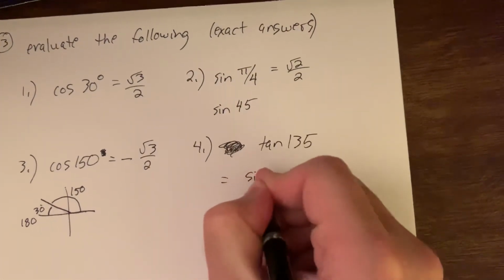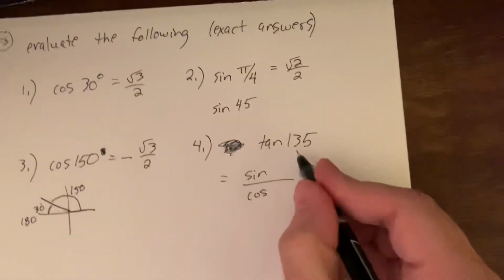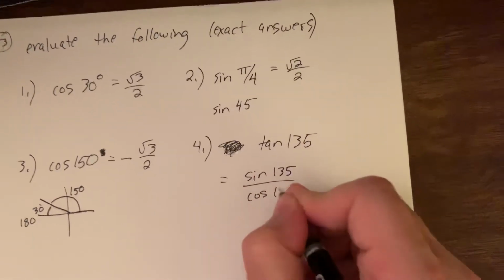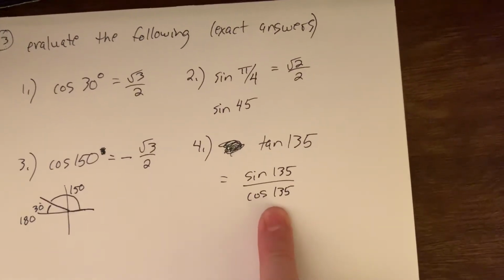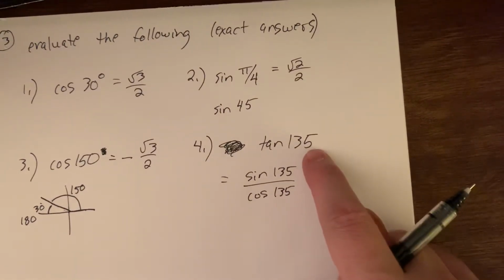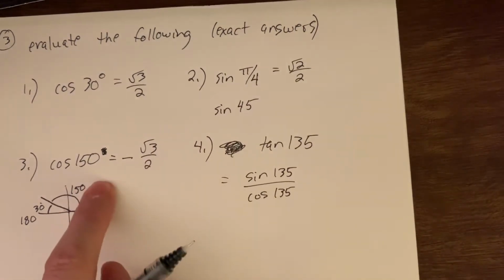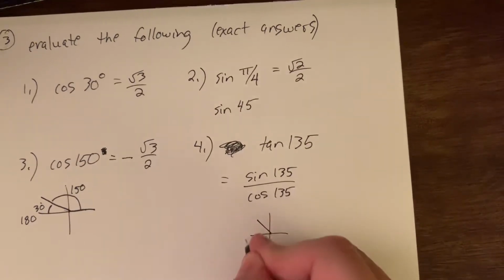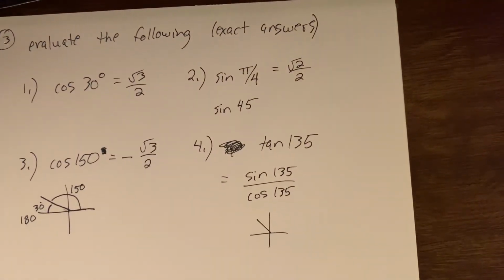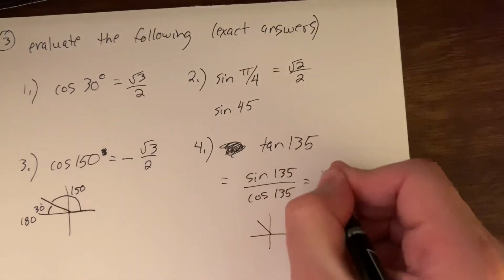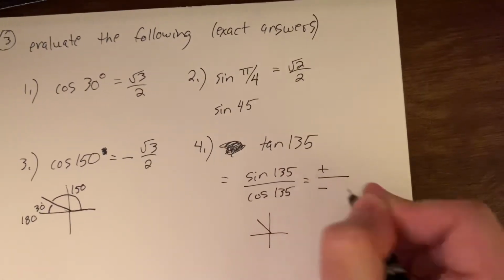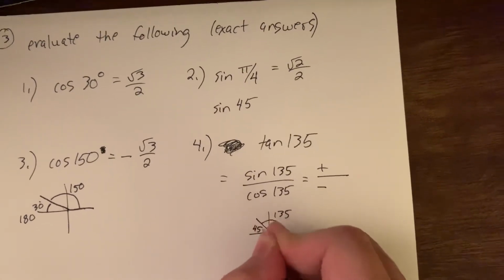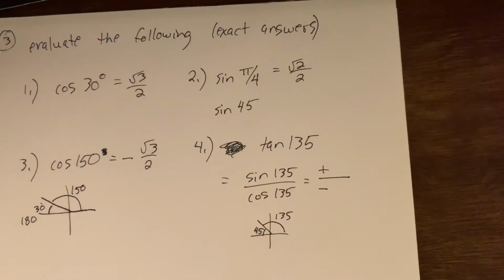Tangent is sine over cosine. And when you do this kind of breakdown, the angle never changes. So it's sine of 135 over cosine of 135. This problem is basically breaking down into 2 of these problems, but it's the same angle. 135, again, bigger than 90, smaller than 180. So again, I'm in the second quadrant. Sine is positive in the second quadrant. Cosine is negative. And if this is 135, I'll figure out that the reference angle is then 45.